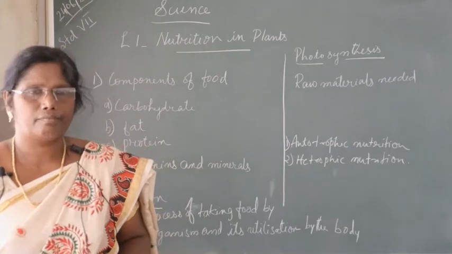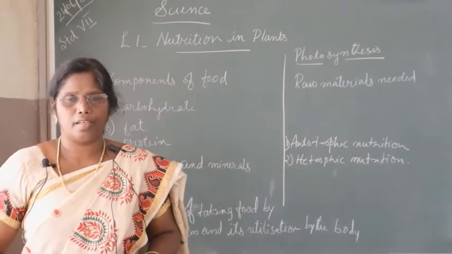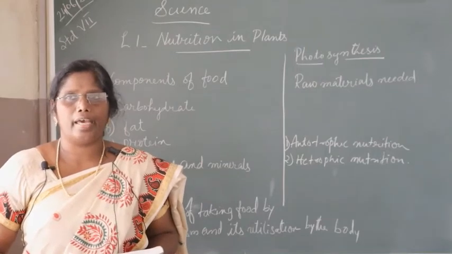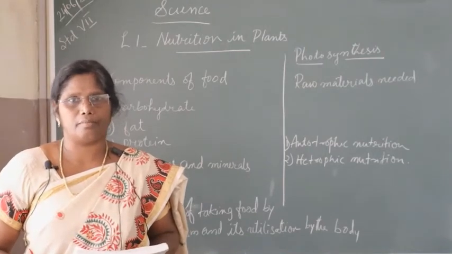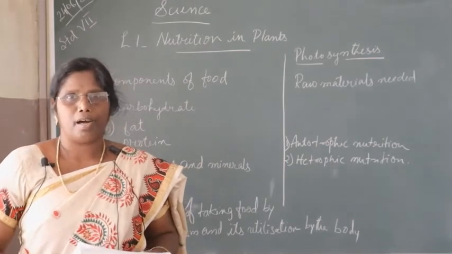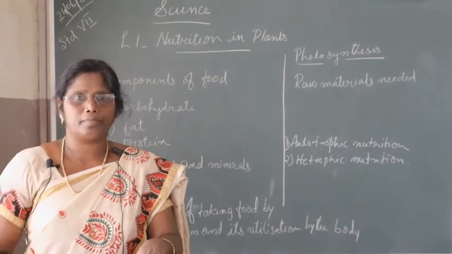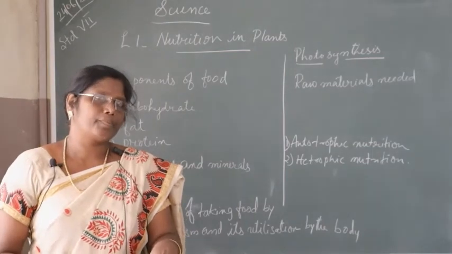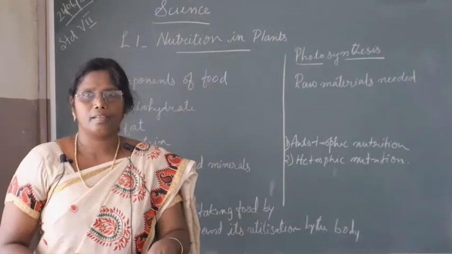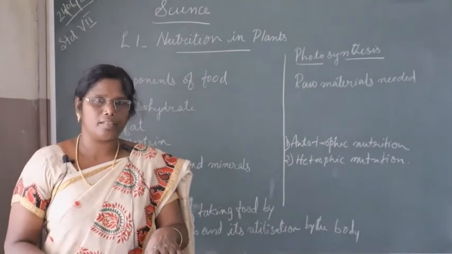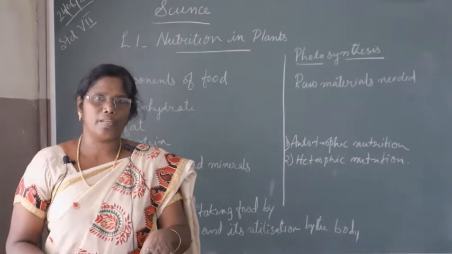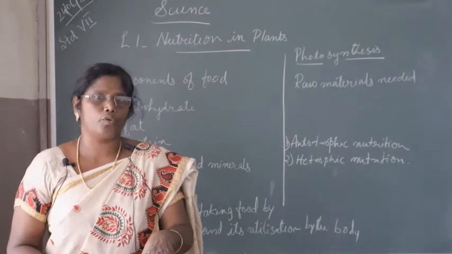In plants, where do they prepare food, how do they obtain the raw materials from the surroundings, and how do these raw materials reach the plants? Leaves are the part where food is prepared in plants. Carbon dioxide, water, minerals, sunlight and chlorophyll are the raw materials needed for plants.